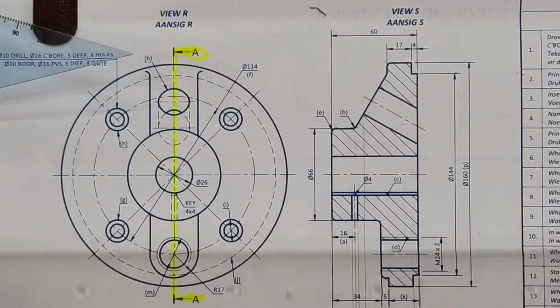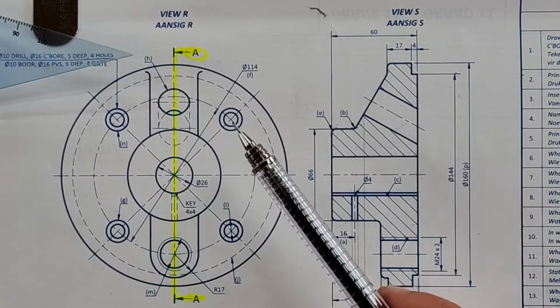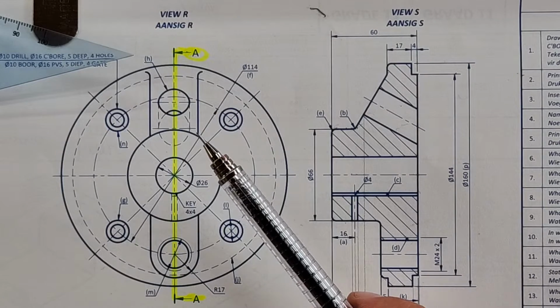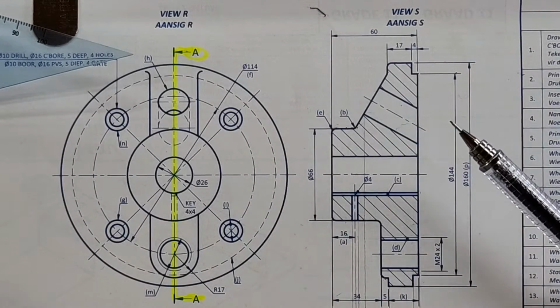30 degrees. Okay. Give an alternative way of dimensioning the diameter 114 at F.